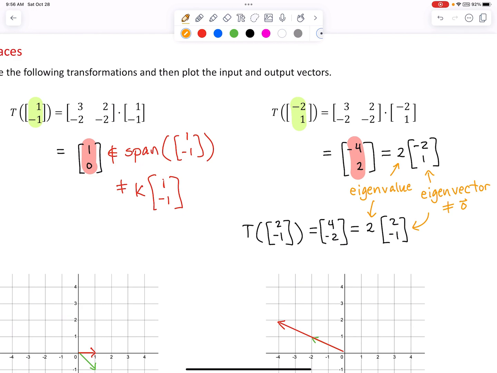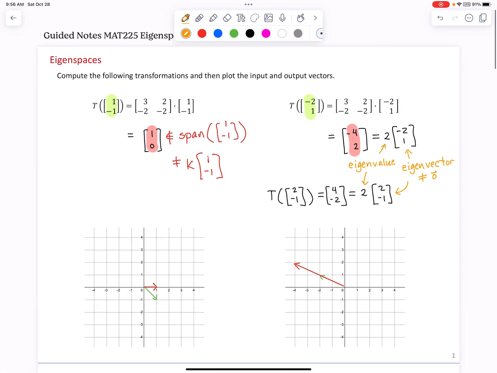What we're going to see in a moment is that when there is an eigenvalue, such as 2, there will be infinitely many possible eigenvectors that correspond to it. In fact, any multiple of that eigenvector is another example of an eigenvector associated with that eigenvalue. Okay, let's go to the next page.